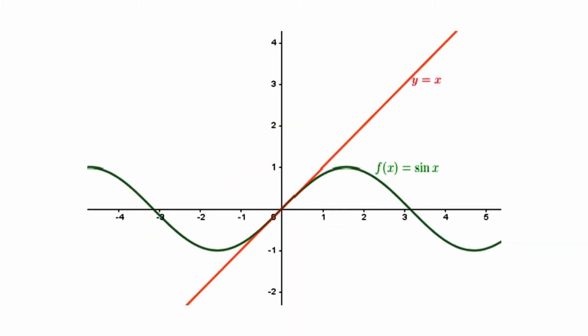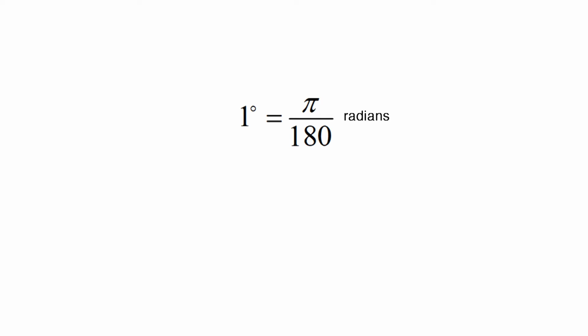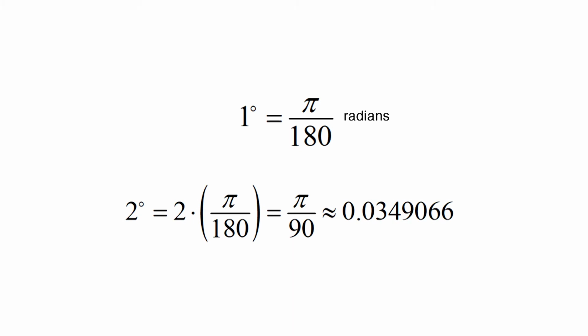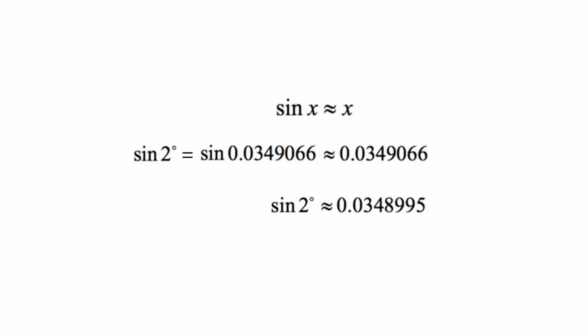We bring the attention of the learner that in the approximation sin x is approximately equal to x, the variable x is in radian measure. So, we must first convert 2 degree to radians before we apply this approximation. Since 1 degree is equal to pi by 180 radians, we have that 2 degree is equal to 2 times pi by 180, which is equal to pi by 90, which is approximately equal to 0.0349066.